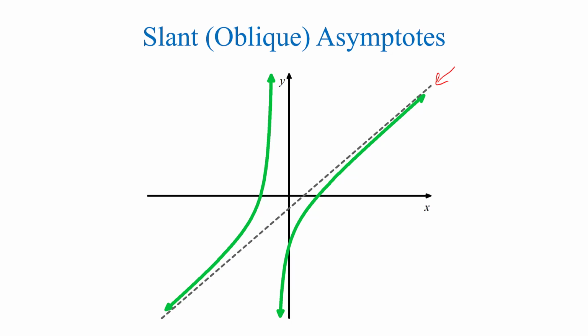A slant, sometimes called oblique asymptote, as you note from the graph, as our graph heads to the right, the graph is getting closer and closer to that slant asymptote. Same as the graph heads to the left, it approaches the slant asymptote.